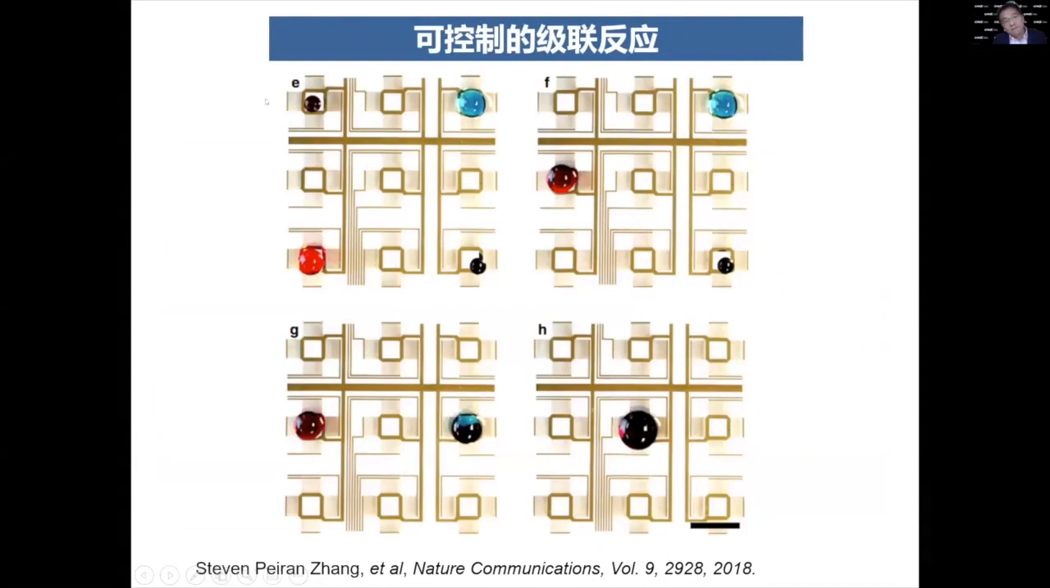Suppose you have 4 droplets. You can merge droplet 1 and 2 into one droplet, and you can merge droplet 3 and 4 into another droplet, and then you can merge these 2 droplets together. Again, we can do it in whatever programmed way we want, and we do it in a contactless manner.